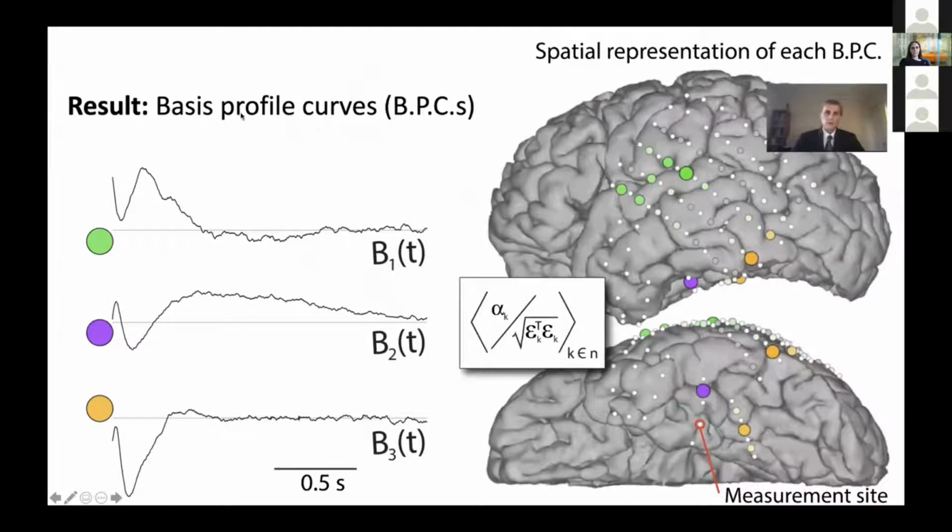So the results of the basis profile curve identification, for example, are 3 sets of basis profile curves. One, as you see here in green, has initial positive deflection, it returns to 0. The second that you see here in purple has a negative deflection followed by a positive deflection. And the third that you see here in orange has a negative deflection that then returns to 0.